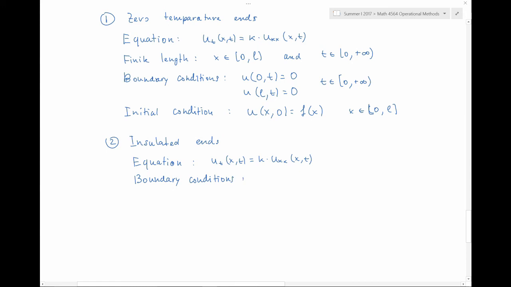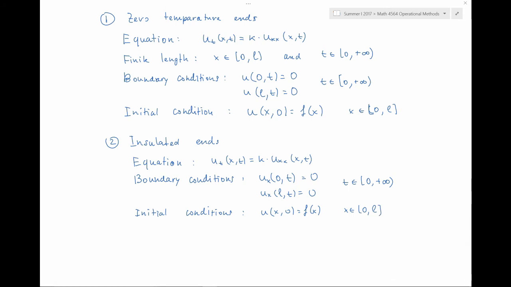Boundary conditions are going to be different. Now u of 0, t can be anything, but its partial derivative in terms of x has to be 0, meaning there is no heat exchange at the end x equals 0. And just as before, the heat profile at t equals 0 can be anything. And we're going to see that the first type of problem leads to the sine series expansion of the function f of x, and the second problem with the insulated ends will lead to the cosine series expansion of the function f of x.